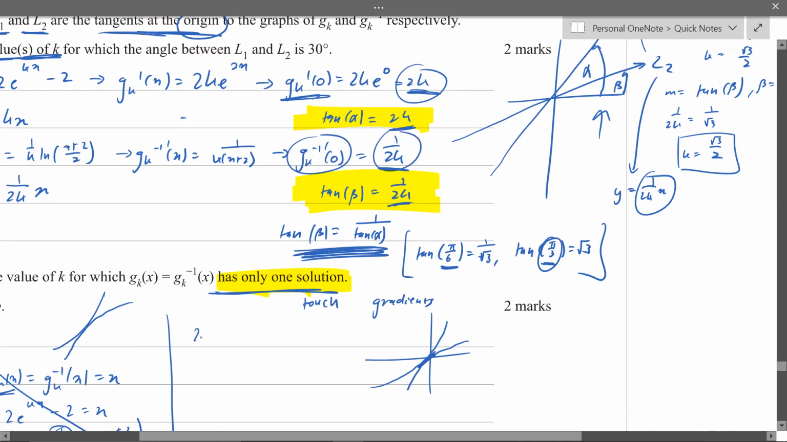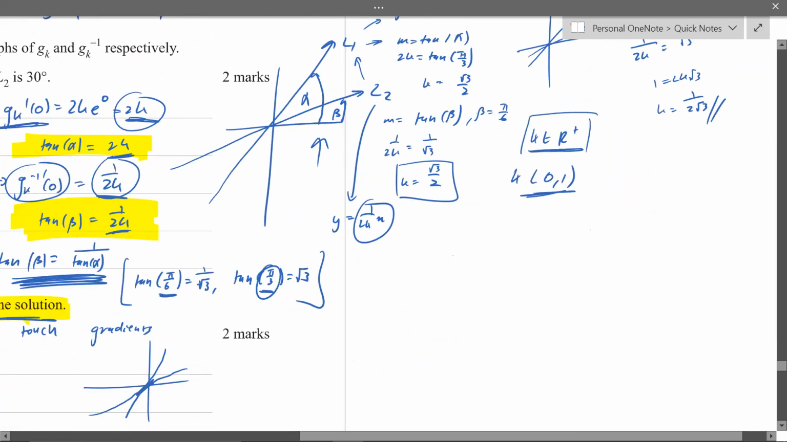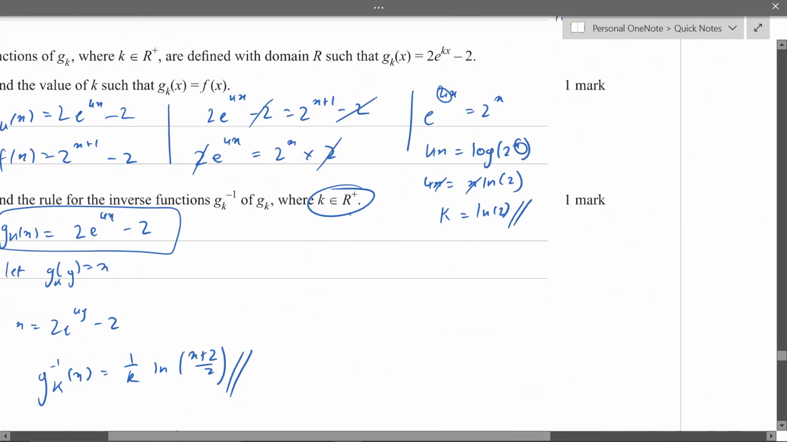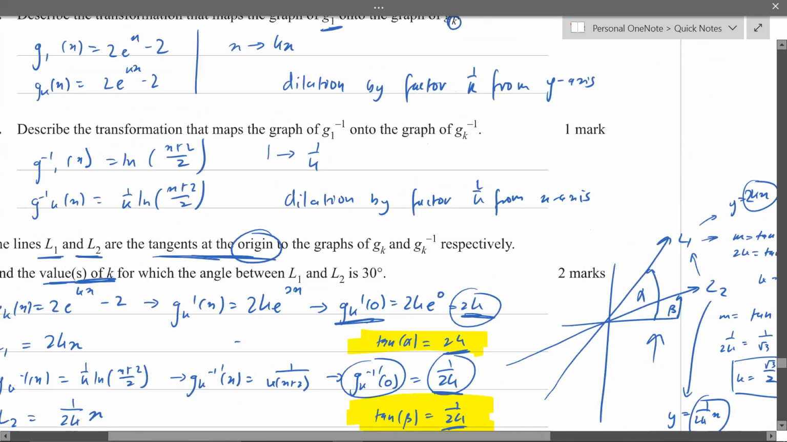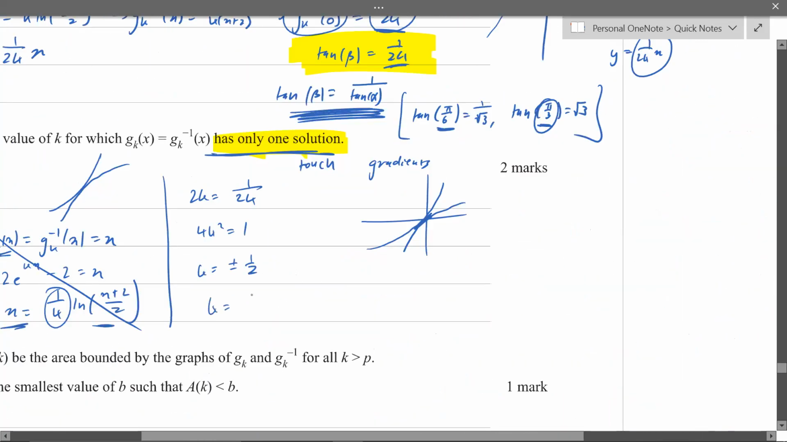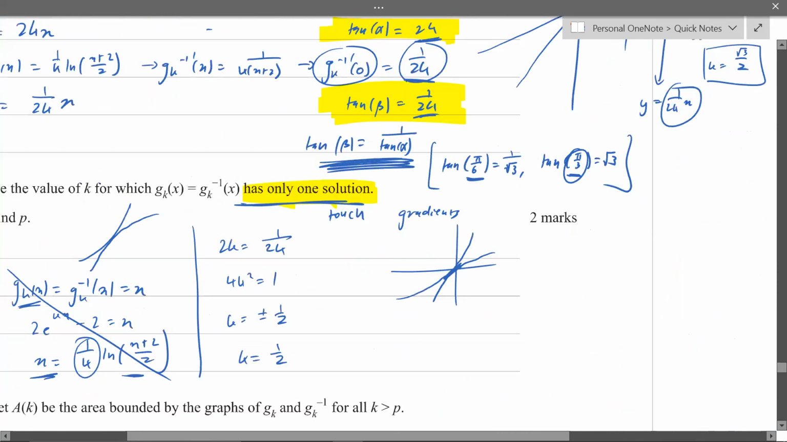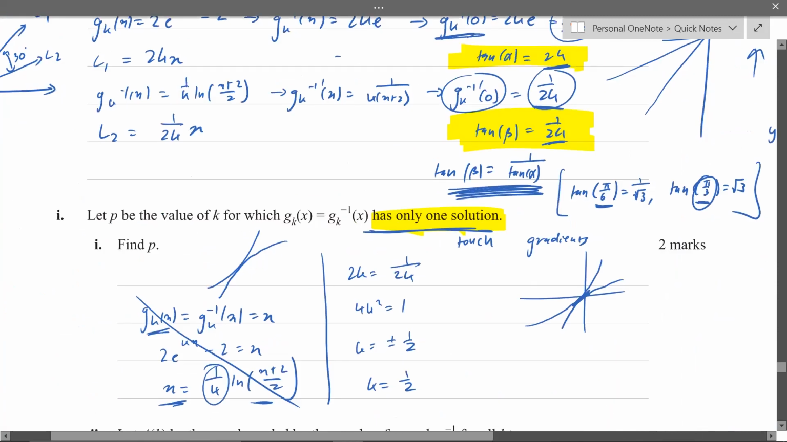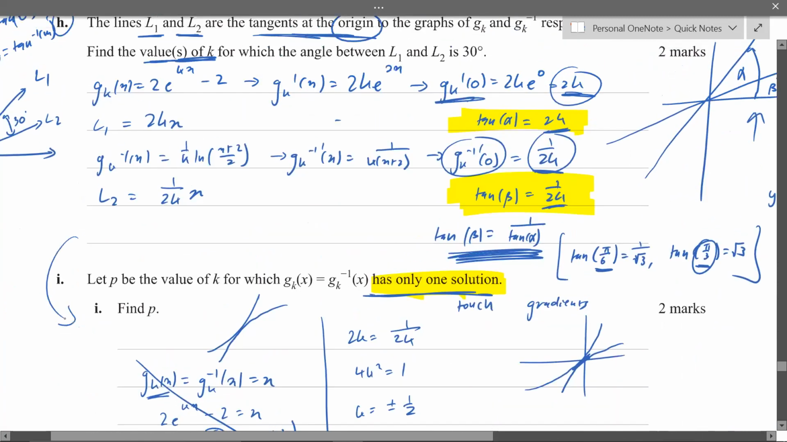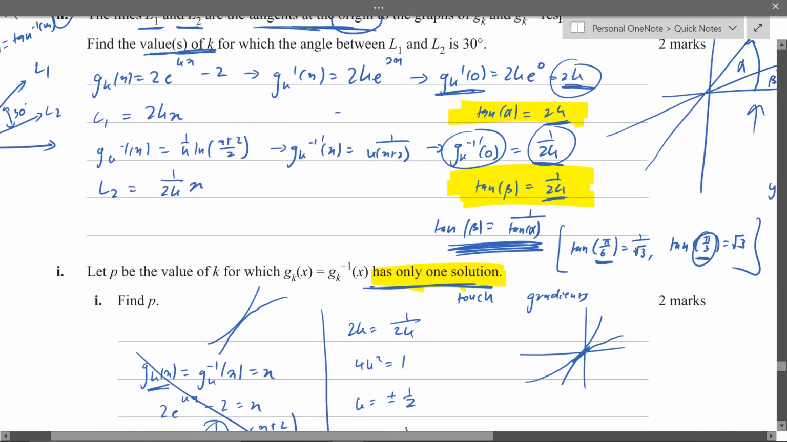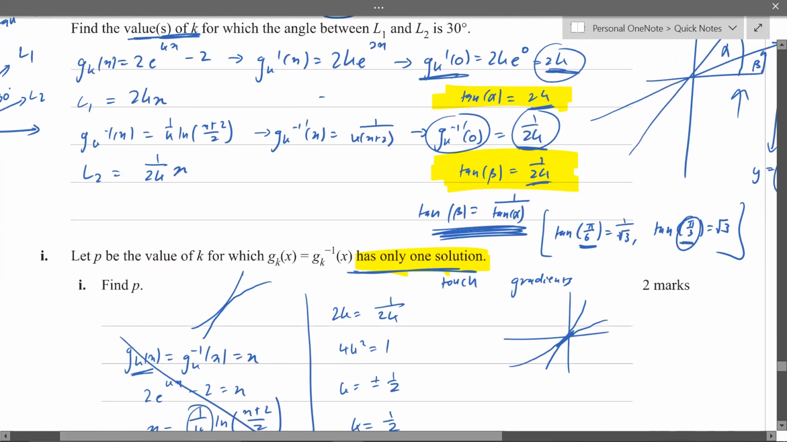So you can just let 2k equal 1 on 2k. So 4k squared equals 1. k equals plus or minus half. And just remember your condition from the previous part of the question here, that k cannot be negative. So your answer is k is positive half. So, yep. If you got stuck on this question and you skipped to here, like halfway through, you could still get this right. So, yeah. Yep, that's it for that question.